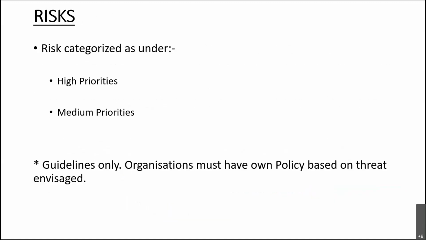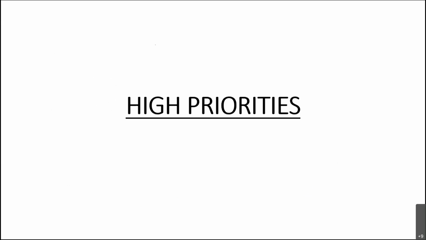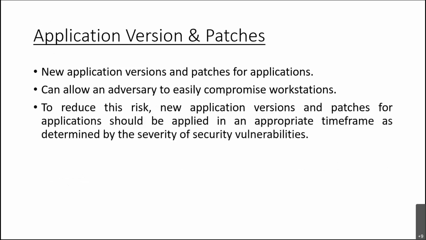So now what we need to think is what we should restrict first and what we should restrict later, based on the various guidelines which are being issued, or based on the threats envisaged. We can define them as high priorities and medium priorities. So let's discuss the high priorities.